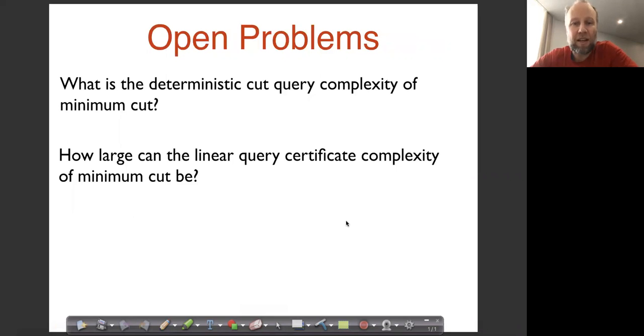Okay, so open problems. What is the deterministic cut query complexity of minimum cut? Asymptotically, the situation is still the same. We have this omega n lower bound, order n squared upper bound, and what the true value is is still wide open. Something I'm very curious about is how good a lower bound this certificate complexity bound can be. We showed that the cut dimension is at most 2n minus 3, but how about certificate complexity more generally? Can you use that to show a super linear lower bound? That would be very interesting.